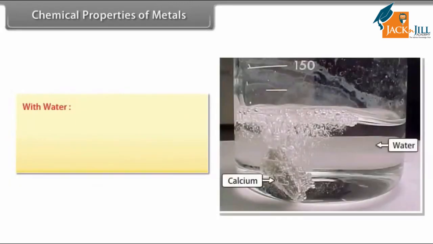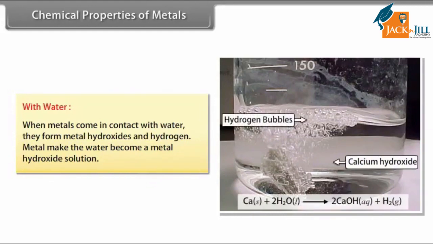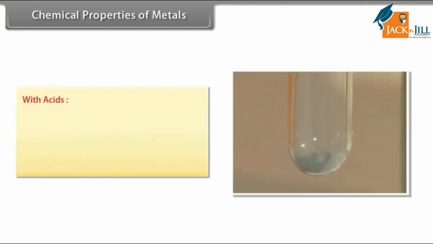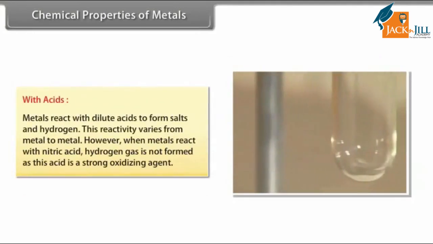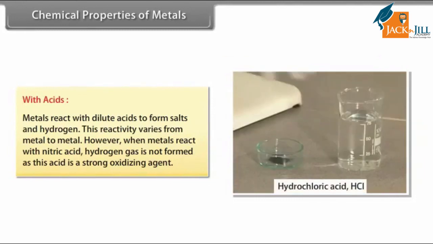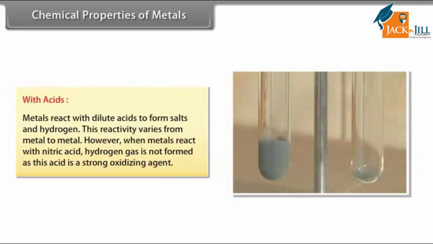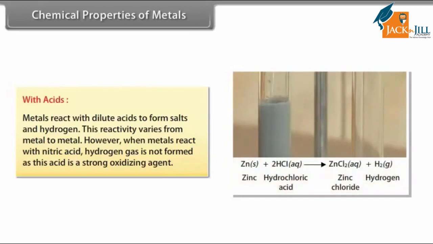With water. When metals come in contact with water, they form metal hydroxides and hydrogen. Metals make the water become a metal hydroxide solution. With acids. Metals react with dilute acids to form salts and hydrogen. This reactivity varies from metal to metal. However, when metals react with nitric acid, hydrogen gas is not formed as this acid is a strong oxidizing agent.